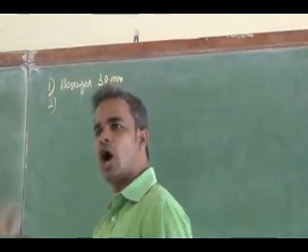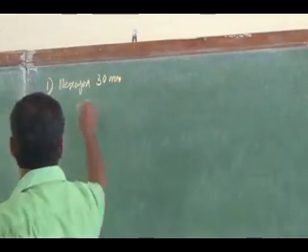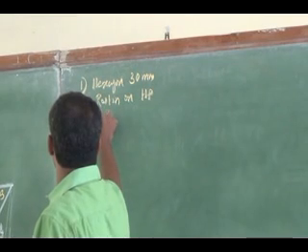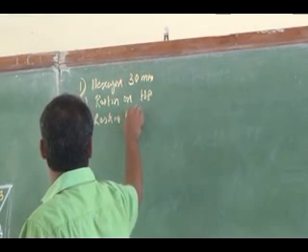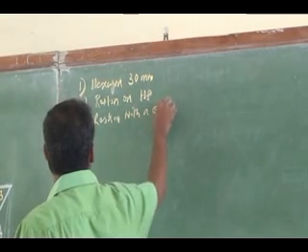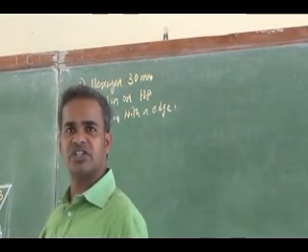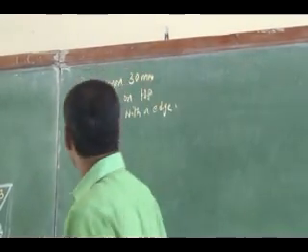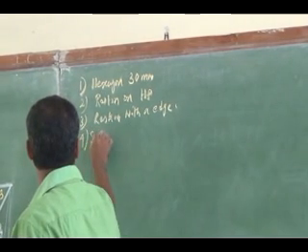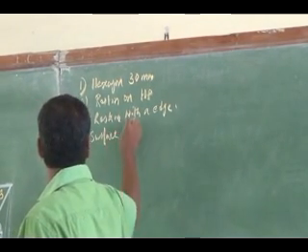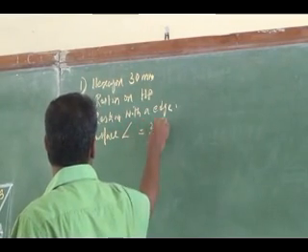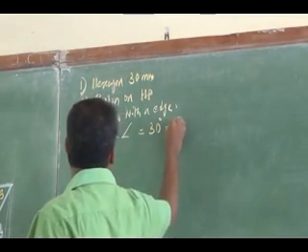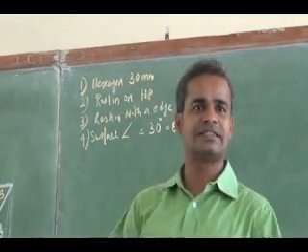It is resting with the edge on HP. These are all essential things you have to note down in projection of plane problems. And the surface is inclined. How much? 30 degrees. It is nothing but theta. The surface is inclined at 30 degrees.